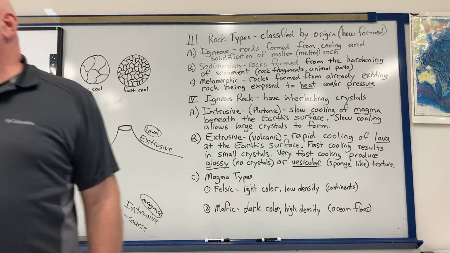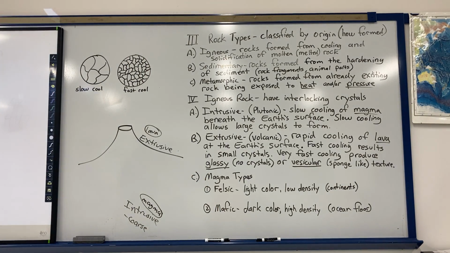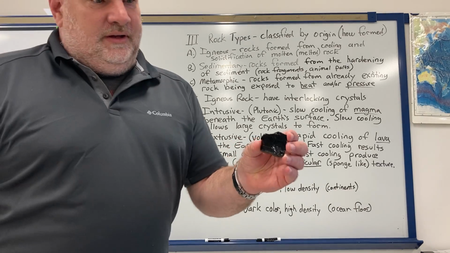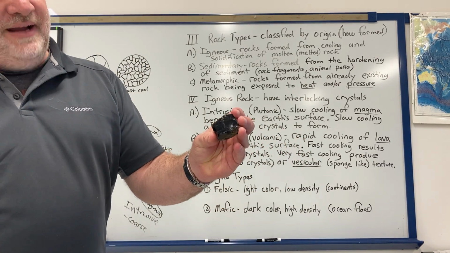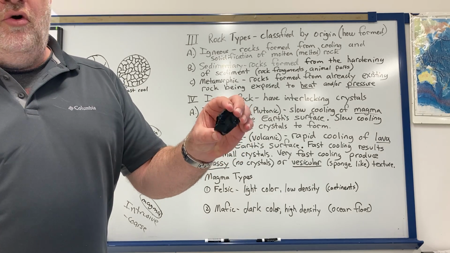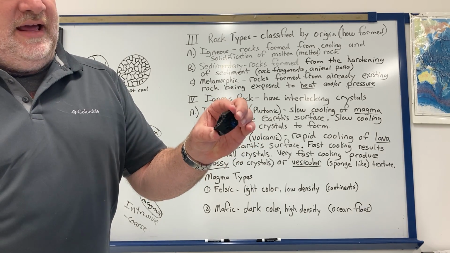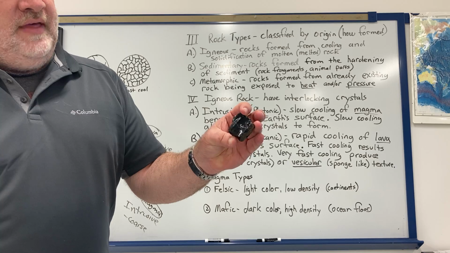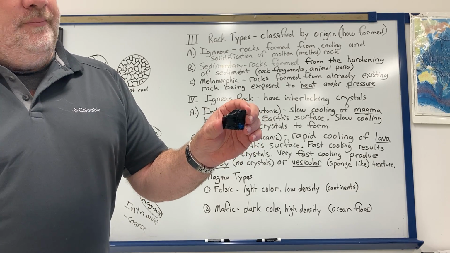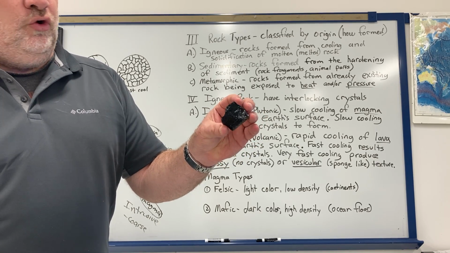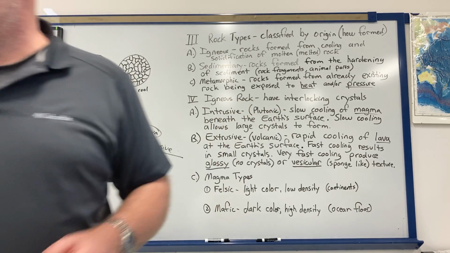So a glassy texture would look like that. Basically, it looks like a black piece of glass. So there are no crystals in this. The crystals never got a chance to form. So that is a glassy texture. That means it cooled really fast.